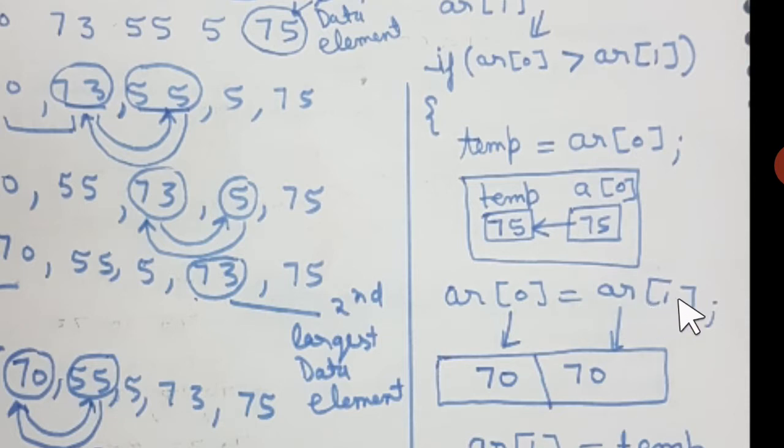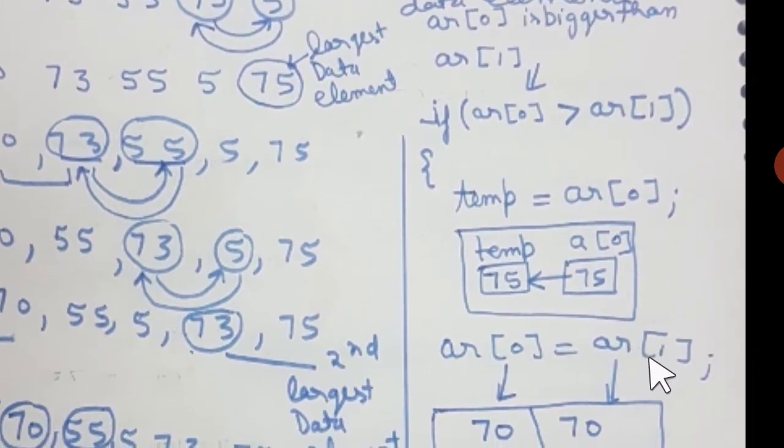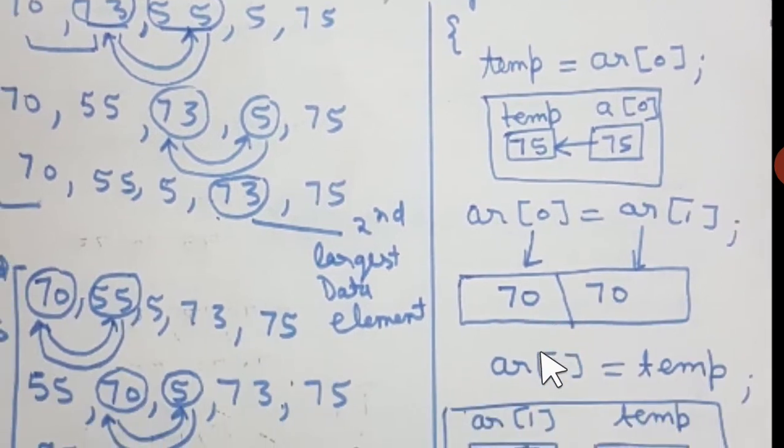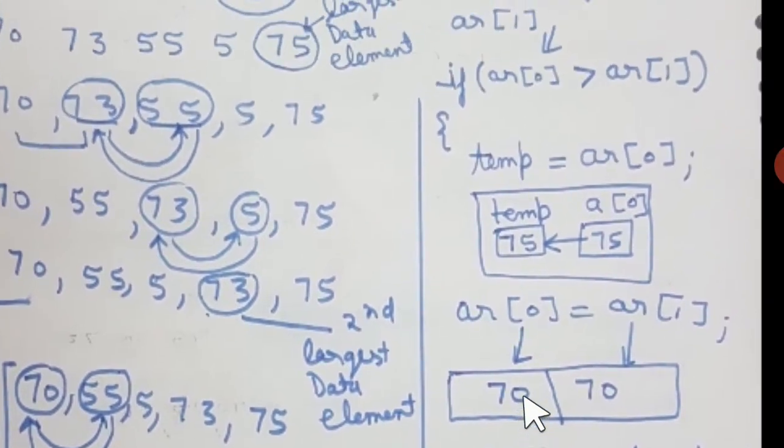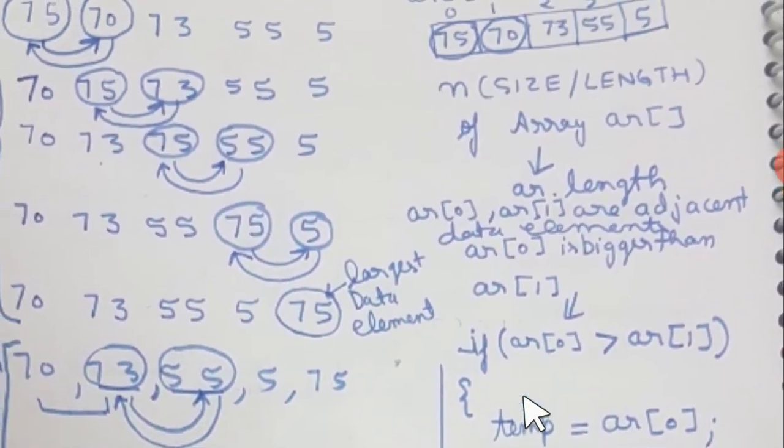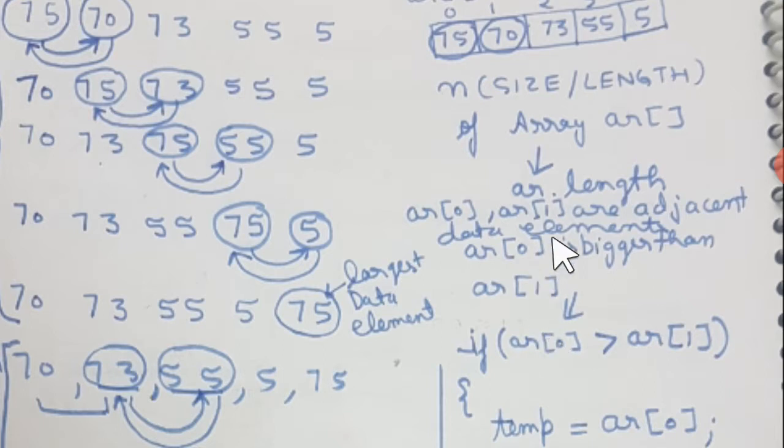The data of AR of 1 has been already saved or copied to AR of 0. So now AR of 1 can have data from the temp, which is having what? 75. So now AR of 1 is having 75. So our goal is over. Now swapping is done. So a third variable must be there to swap or interchange the data of two indexes of the array.